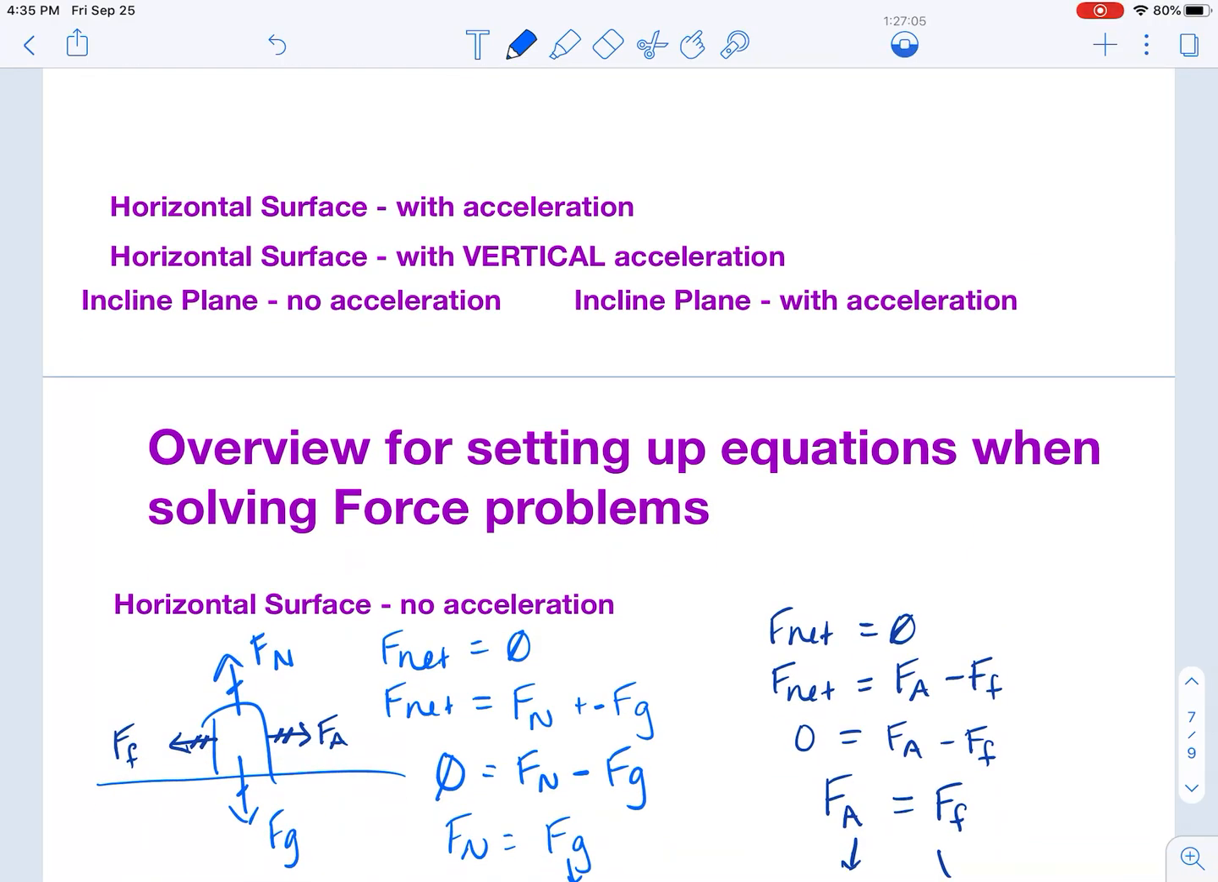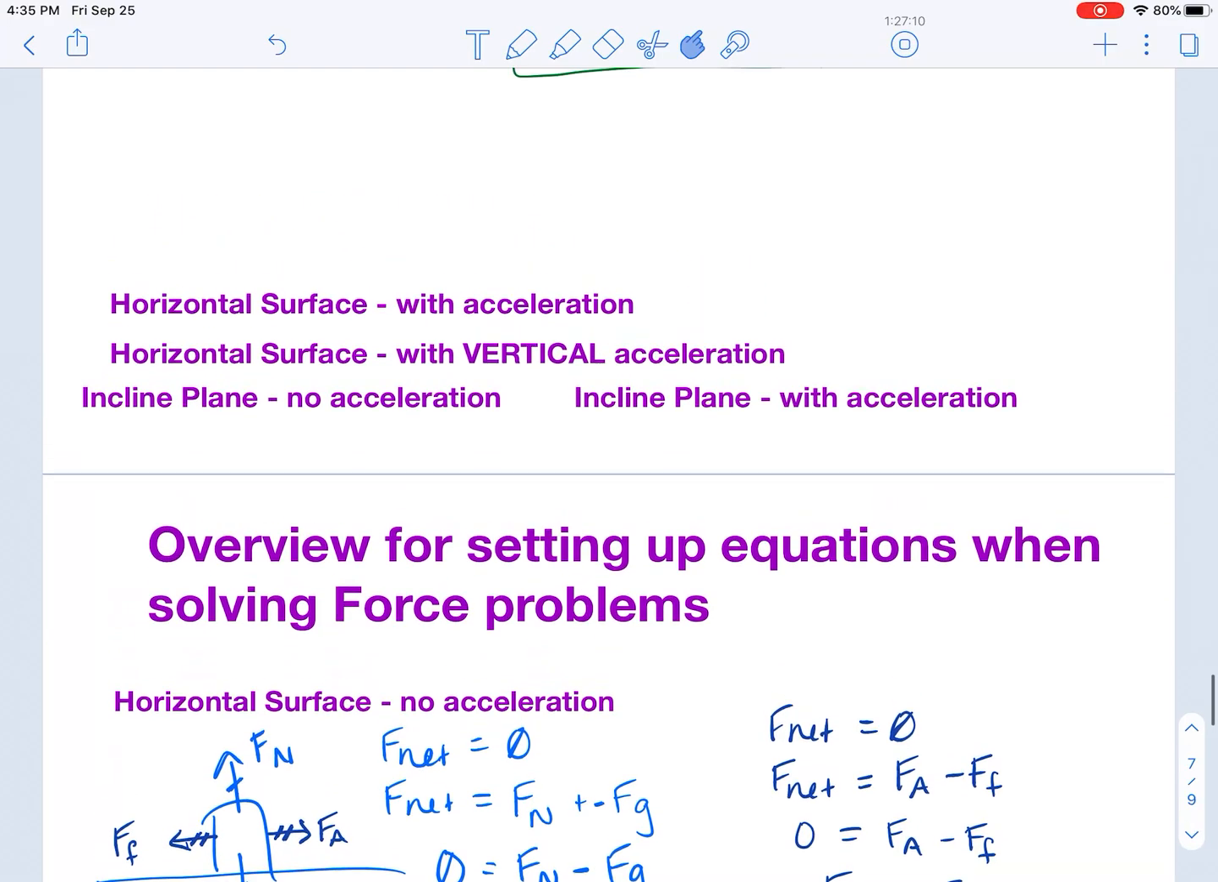All right, now let's talk about what if there is an acceleration. This will let me grab my text box.